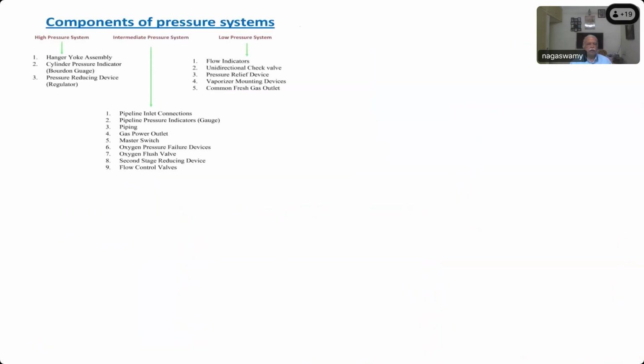So these are the common components of the pressure systems. They will ask you in the exam what are all the components of the anesthesia system in the high pressure, the intermediate pressure, and the low pressure. Can you quickly recall and tell me what are all the components in the high pressure?